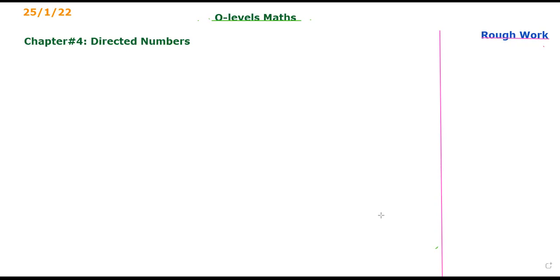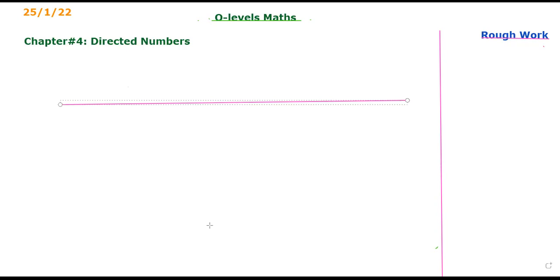ठीक है? अच्छा, what do you understand by directed numbers? Any idea? What comes to your mind when we say directed numbers? Directed basically means direction, right? Any clue? Anyone? Any guess?